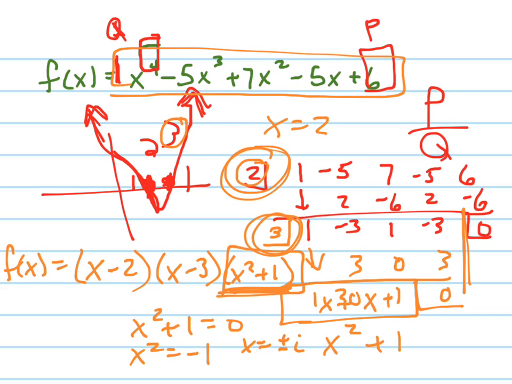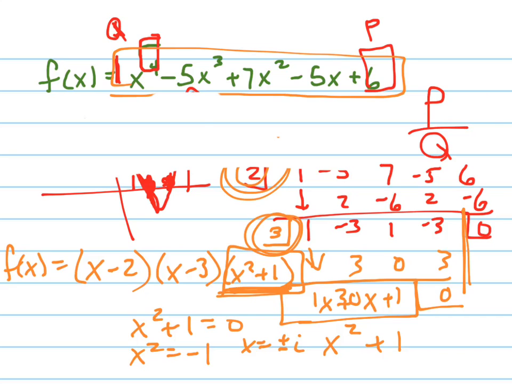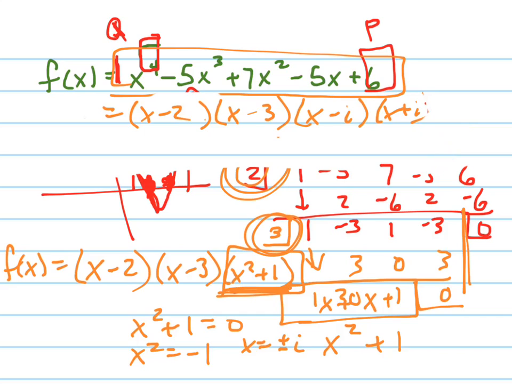What's the square root of negative 1 mean? I. It means I. So what's my product of linear factors? I'm going to write it up here. This is my final answer. F of x equals x minus 2, because 2 was one of my zeros, times x minus 3, because 3 was one of my zeros, times x minus I, because I is one of my zeros, times x plus I, because negative I is one of my zeros. And that's my answer as a product of linear factors. Okay?